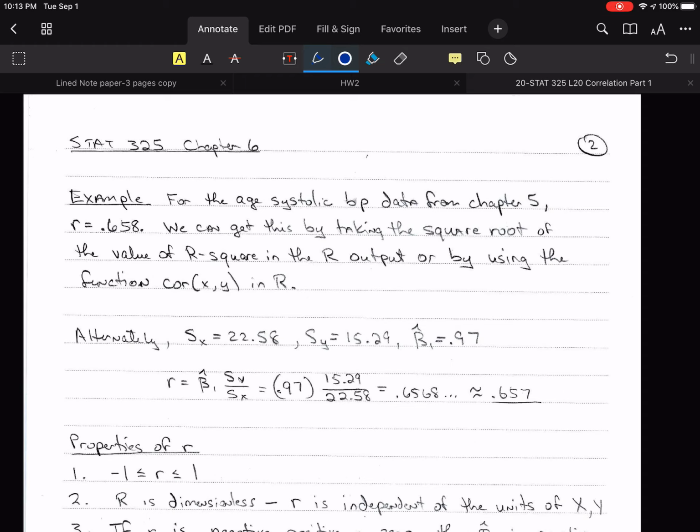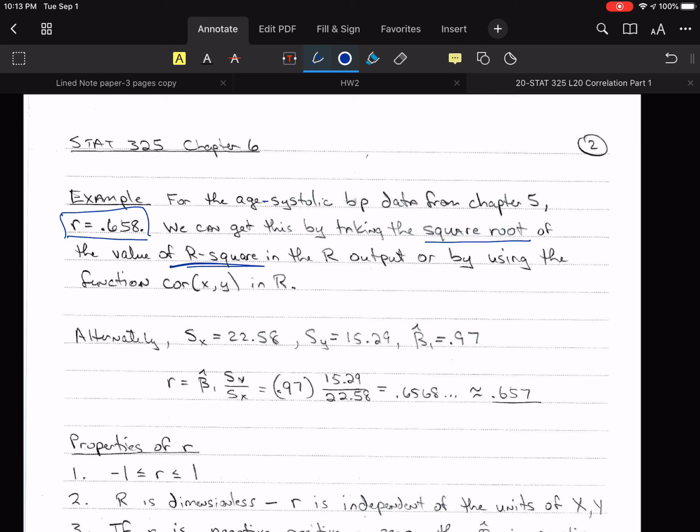So, if we look back at the age and systolic blood pressure data from Chapter 5, we can find that the correlation between age and systolic blood pressure was 0.658. Now, we could get that from the computer output that was there, and we just take the square root of the value of R squared that was printed out. And that's where I got this value, 0.658.